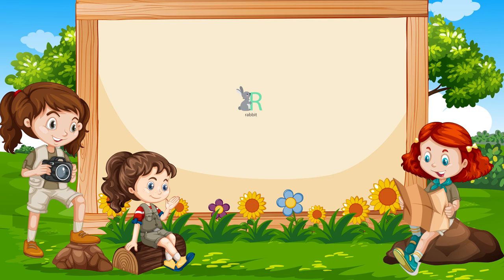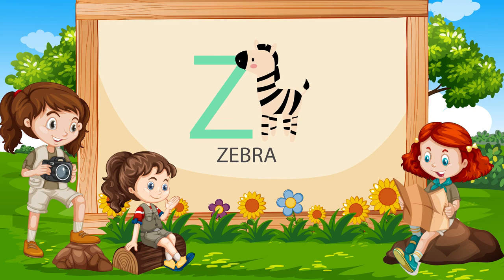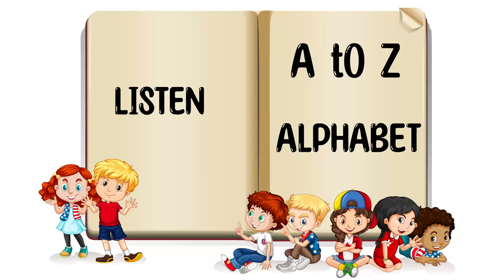S. S for snake. T. T for tiger. U. U for unicorn. V. V for vampire bat. W. W for whale. X. X for x-ray fish. Y. Y for yak. Z. Z for zebra. Listen A to Z alphabet.